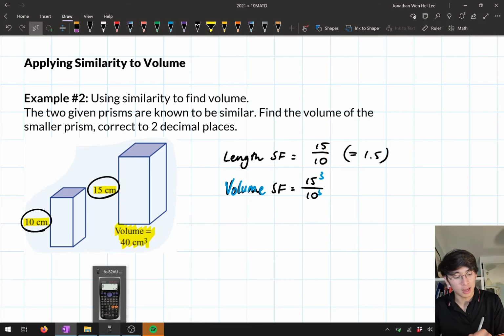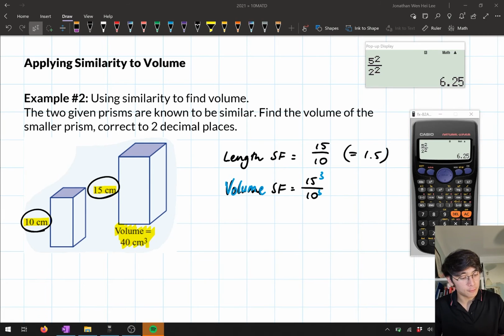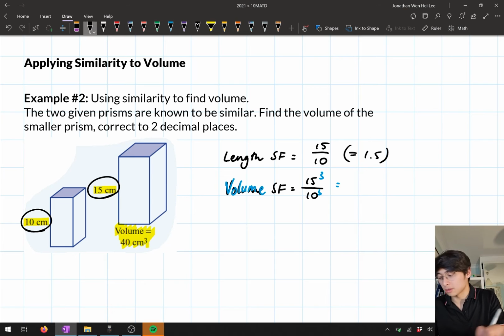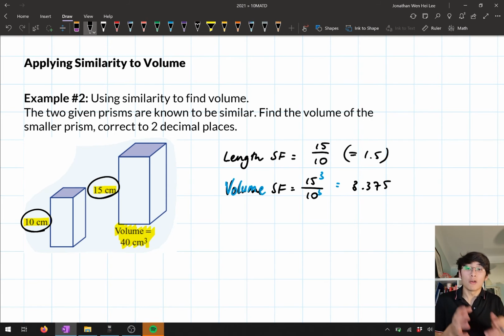So here I'm going to put this in my calculator. I've got 15 cubed over 10 cubed, and that gives me 3.375. So what this tells me is that the volume of my larger prism is 3.375 times larger than my smaller volume.